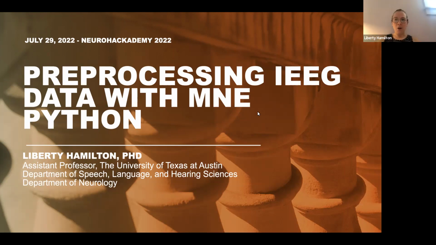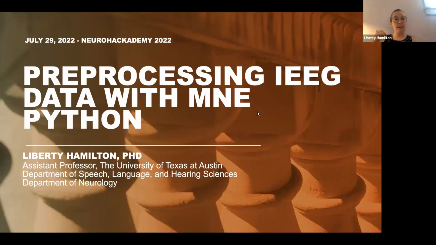And one thing I wanted to talk about here is how this is similar or different to looking at other types of data. I don't have a direct comparison. Actually, in my previous NeuroHackademy 2020, I did do a comparison between scalp EEG and intracranial EEG, if you want to go back and look at those materials.